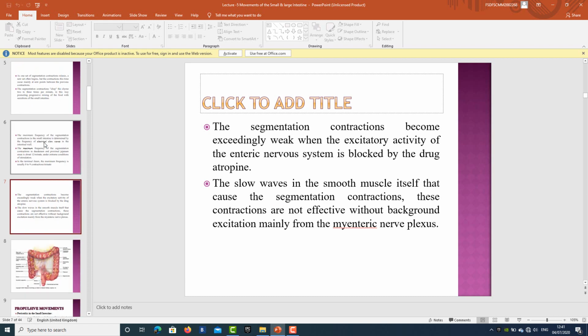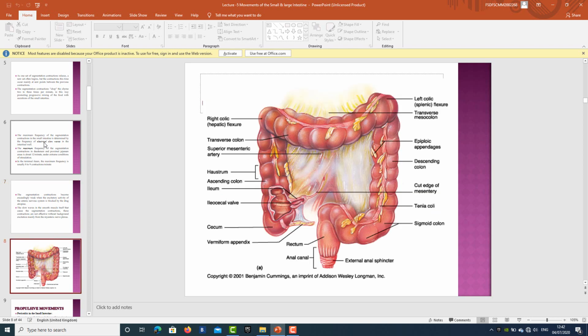The segmentation contractions become exceedingly weak when the excitatory activity of the enteric nervous system is blocked by the drug atropine. The slow waves in the smooth muscle itself cause the segmentation contractions, but these contractions are not effective without background excitation, mainly from the myenteric nerve plexus.